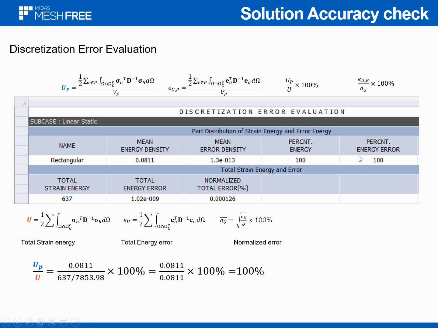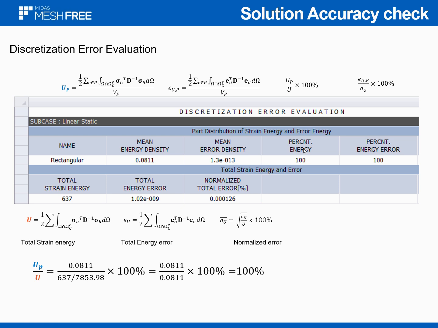So all of the equations have been presented, but what is most difficult at the first contact with MeshFree are those two columns: percentage energy and percentage energy error. How to understand those two columns? In case we are dealing with a single part, the percentage energy column says how much energy, in percent, has been accumulated inside this part. Since we have one part, 100% is accumulated.